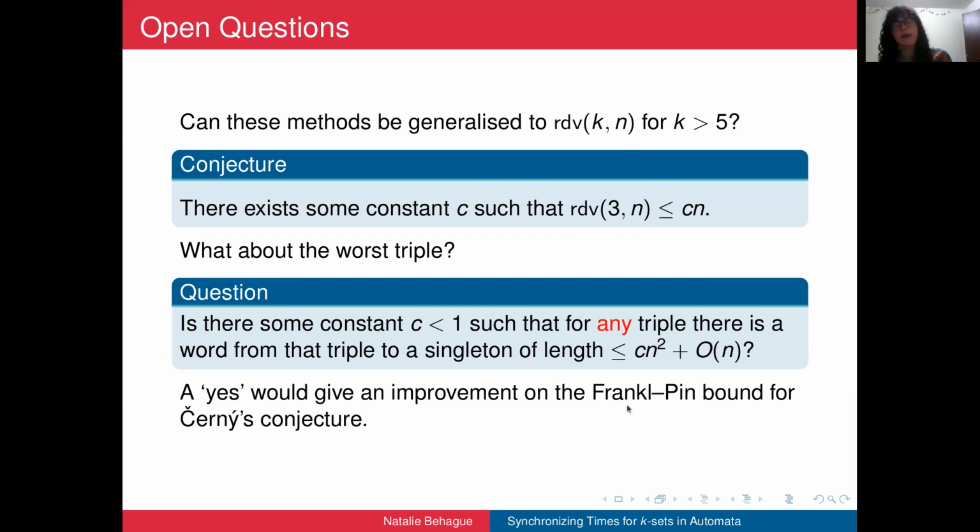If you compare that to Cherney's conjecture, all we can prove is that it's like some constant times n cubed, but we think the true value is actually like n squared. So I think that nailing down this first conjecture might actually be really helpful in nailing down some ideas for Cherney's conjecture itself, potentially.